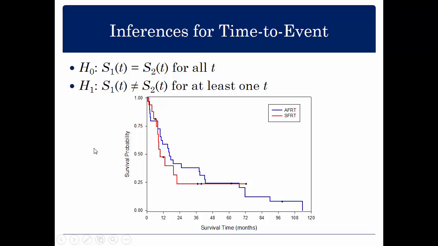Your hypotheses when you're looking at time to event data revolve around the survival functions. So you're interested in whether or not the two survival functions are the same over the entire period of time versus whether or not they're different at least one period of time. So this is what your hypotheses look like. Here's the Kaplan-Meier survival estimates for the accelerated group in blue and the standard group in red.